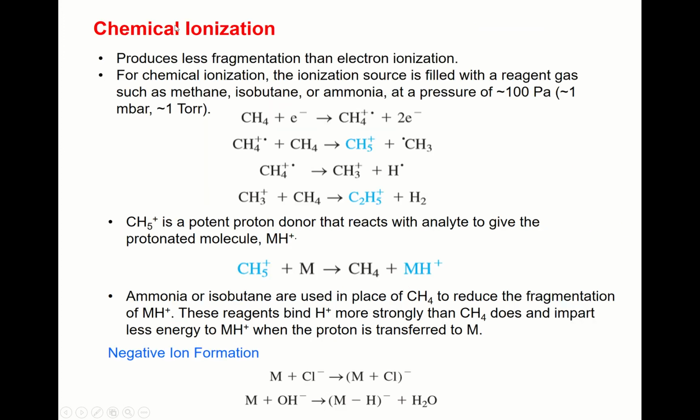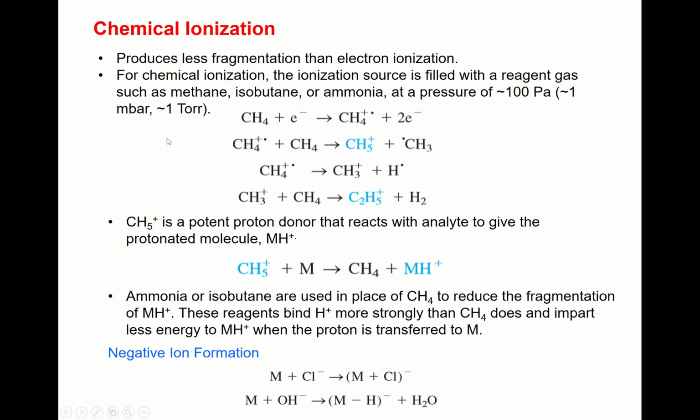Now let's consider chemical ionization. As the name indicates, you use chemicals to ionize your molecule. It produces less fragmentation than electron ionization. For chemical ionization, the ionization source is filled with a reagent gas such as methane, isobutane, or ammonia at a pressure of 100 Pascal. You see, 100 Pascal is about 1 millibar or 1 torr.